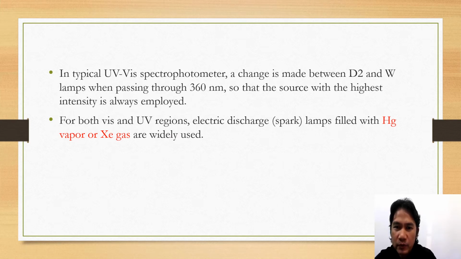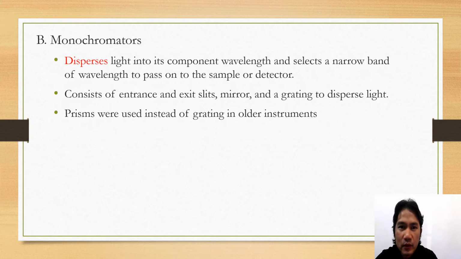For both visible and UV regions, electric discharge or spark lamps filled with mercury vapor or xenon gas is widely used. The second component of spectrophotometer is the monochromator. We have seen this earlier, that monochromators disperse light into its component wavelength and select a narrow band of wavelength to pass on the sample or the detector.